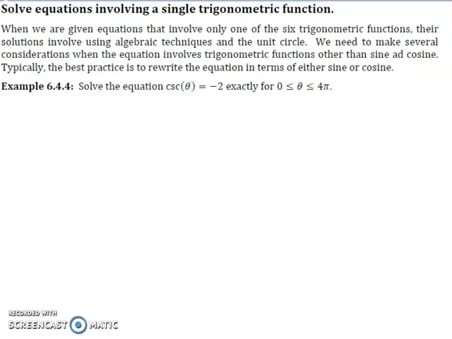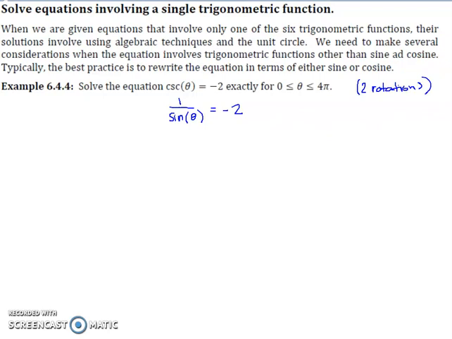I'm going to take you through one more example and then we'll go ahead and conclude the video. So in example 644, we have the trig function of cosecant in our equation. So what I'm going to do is rewrite this using the sine function, since I know that cosecant is actually 1 over the sine of theta. So I've got 1 over the sine of theta is equal to -2, and I want to know what is the exact solution on the interval of 0 to 4 pi. So now we're talking about 2 rotations on the unit circle.